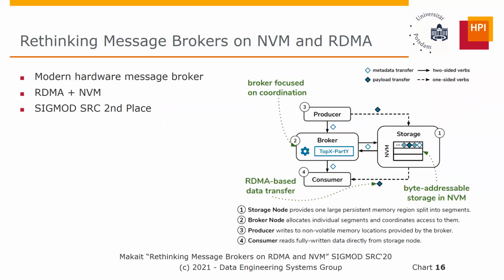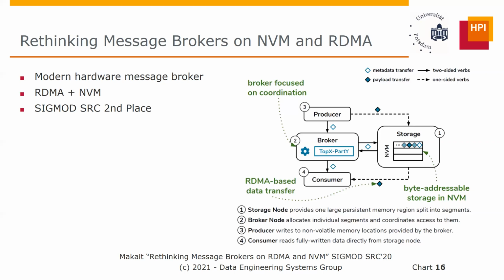This was actually also a submission to the student research competition at SIGMOD, where it got second place. And currently we're working on the full paper. The idea here is that the data transfer is done using RDMA, and the broker is only focused on the coordination, so the overhead here is much less. The storage is done in non-volatile or persistent memory. This way, again, the overhead on the broker is much less because we can directly write into the memory rather than going through the CPU using the network stack. And the consumer can directly read this.